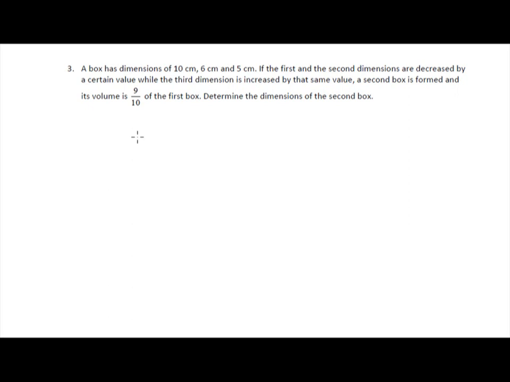So we have the sides of the first box. If we draw the first box, then you have 10, 6, and 5. What we want to do is to make a second box with the following changes. The first and the second, the 10 and the 6, will be decreased by a certain value that we don't know. So let that certain value be x.